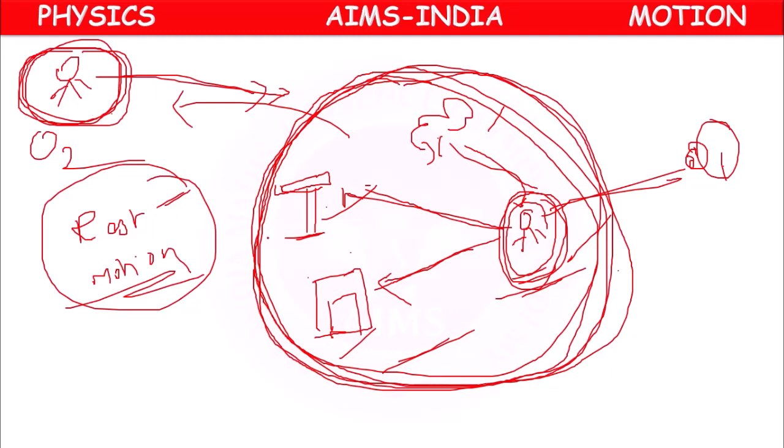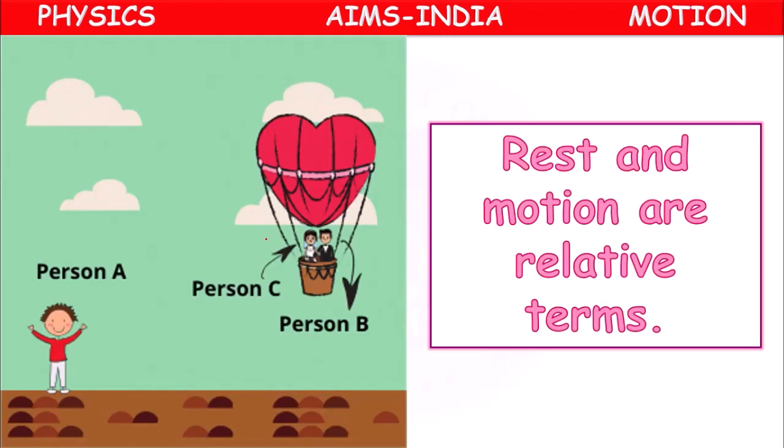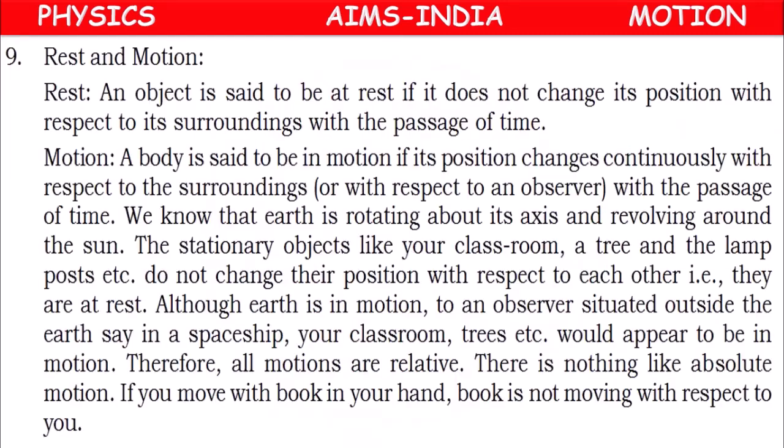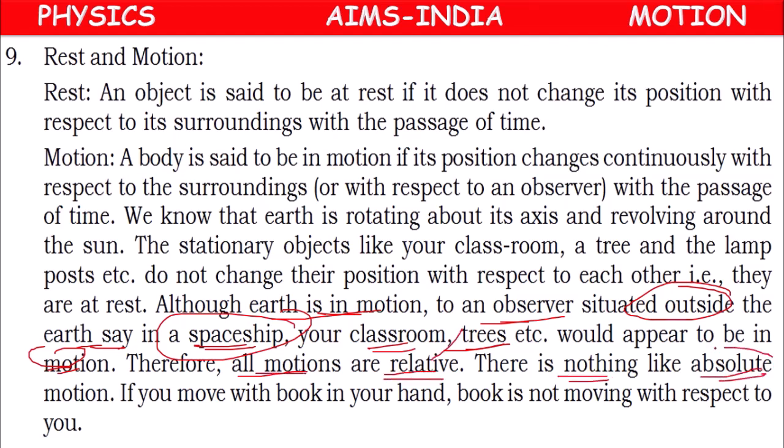They change from observer to observer. So if an observer is situated outside the earth, suppose in a spaceship, according to him, the classroom, trees, everything will be in motion. So all motions are relative terms. There is nothing absolute. There is nothing fixed.